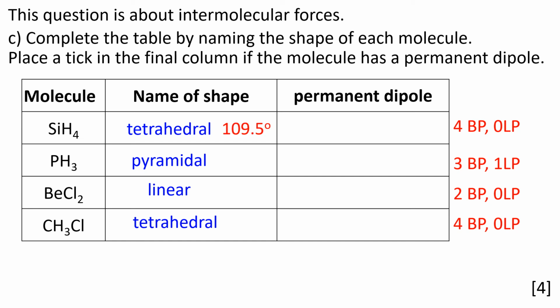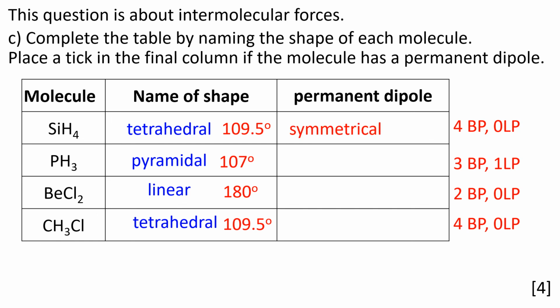In terms of the permanent dipole, we'll do the bond angles first of all, although this question didn't ask for it. Tetrahedral is 109.5 degrees. Pyramidal is 107. We reduced the bond angle of the tetrahedral shape by 2.5 because the lone pair of electrons will repel more than bond pairs. BeCl2, the bond pairs repel equally, giving us 180 degrees, and tetrahedral is 109.5 again.